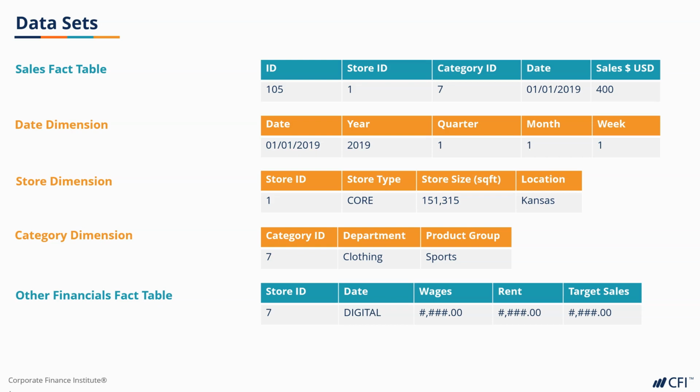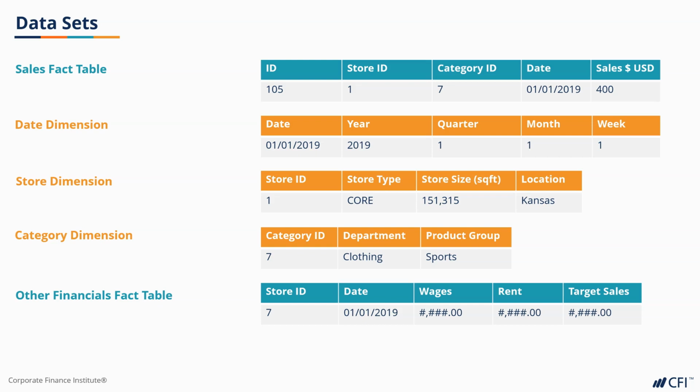which departments. And finally, we'll import a second fact table, which will give us information about the wages, rent, and target sales associated with each store. This will allow us to complete our P&L summary by displaying the indirect expenses associated to each store.